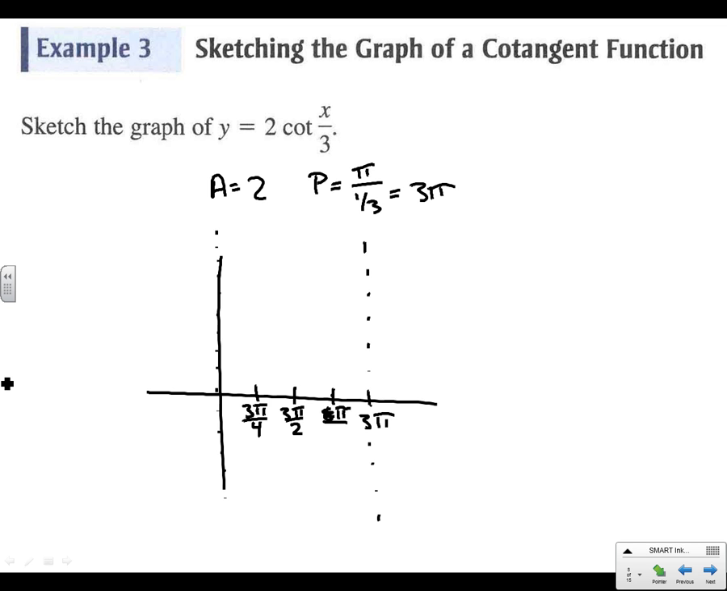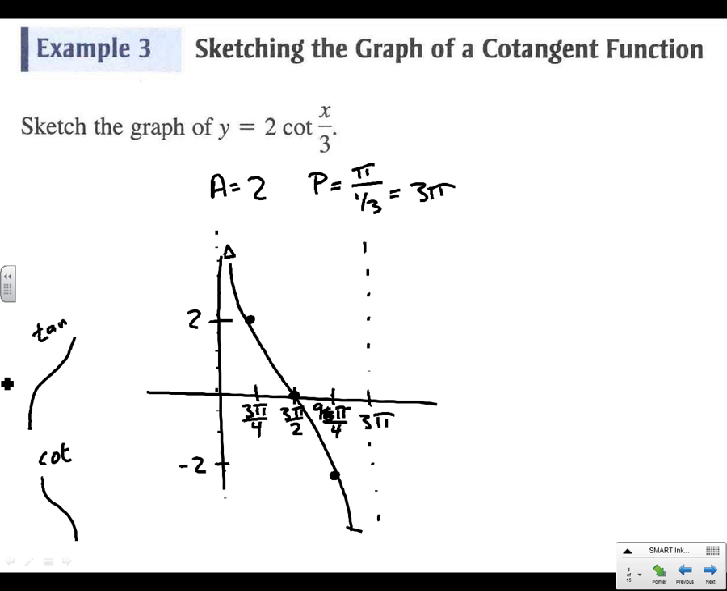And so cotangent starts high, goes through the origin, and finishes low. The opposite of tangent. Remember, tangent starts low and finishes high. Cotangent starts high, finishes low. Flips of each other. Okay, so down we come. And there's our graph of 2 cotangent x over 3.